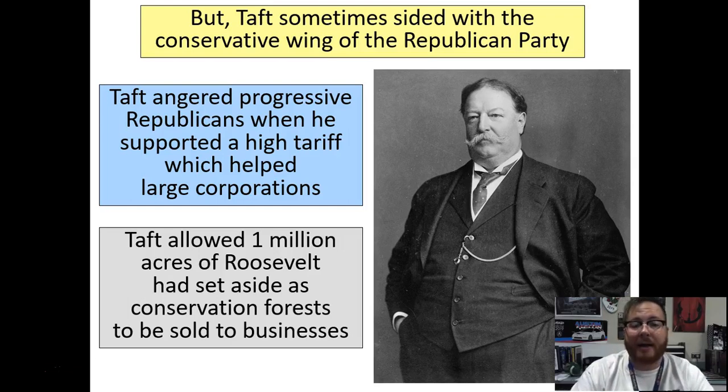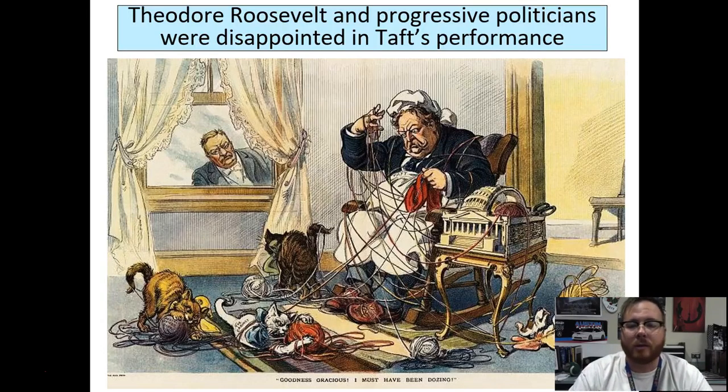Taft supported a high tariff, which helped large corporations, and that angered some progressive Republicans. Taft also allowed 1 million acres of land that Roosevelt had set aside as conservation forests to be sold as business. That angered Teddy Roosevelt a lot. He kind of saw it as betraying the values that they held together. So Roosevelt and other progressive Republicans were disappointed in Taft's performance as president.